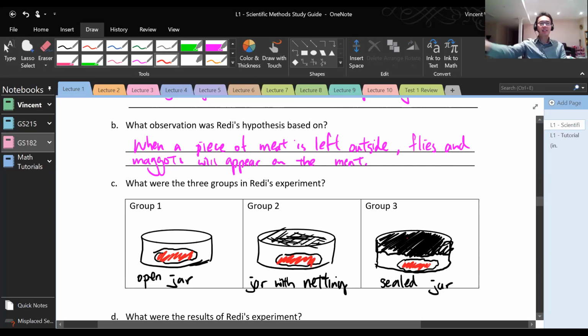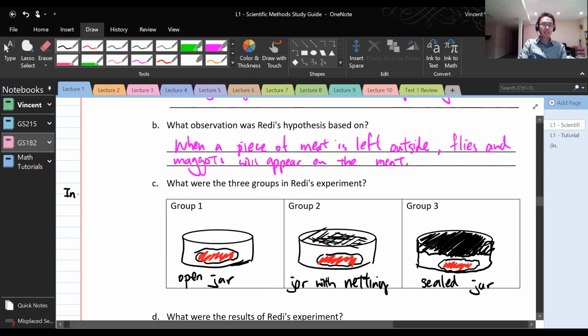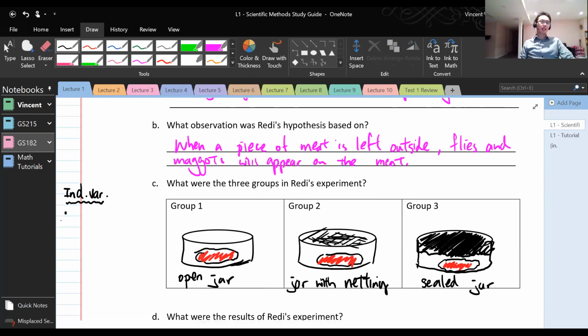And then he's going to leave this thing outside for, I don't know, like a week or something. I'm not sure how long. So in this experiment, what would the independent variable be? Someone please help me out with that. What's the independent variable? What is the one thing that he deliberately changed in the experiment?